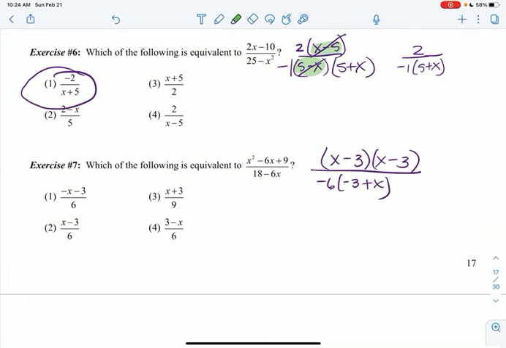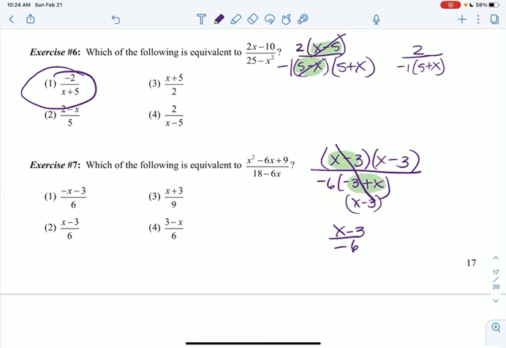So again, these are the same. They're just written backwards, okay? So actually these are exactly the same. This is the same thing as x minus 3. So these just totally cancel, and I'm left with x minus 3 over negative 6.